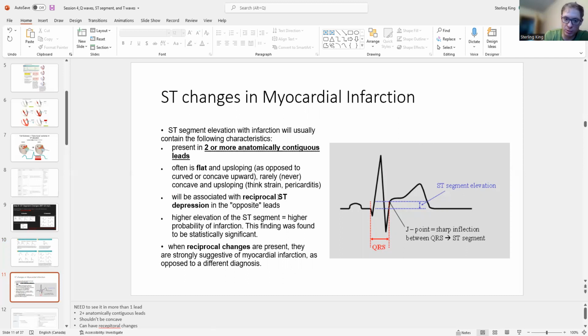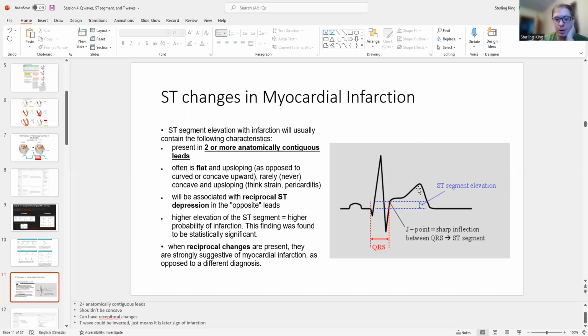It's going to be associated with reciprocal ST depression in the opposite leads. So if it's in the bottom, the stuff at the top is going to be flipped. The higher the ST segment elevation, the higher the probability of infarction. So if it's really high, it's an MI. And when reciprocal changes are present, it's really suggestive that it's an MI. So if you had two and you could find something inverted on the other side, you got it.